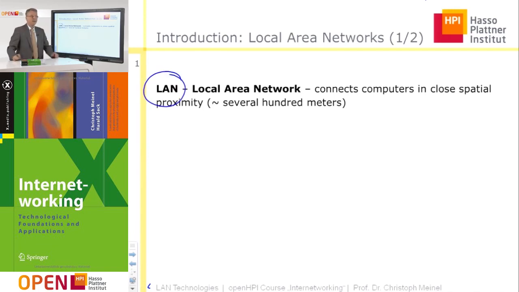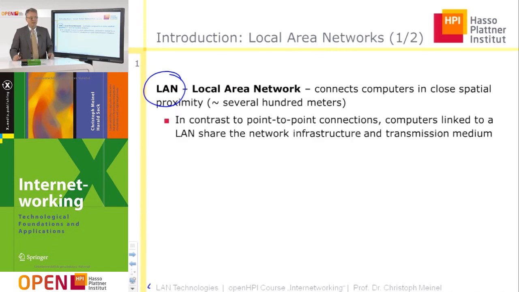Local area networks are typically called LANs. These local area networks connect computers which are relatively close to each other. Relatively close means maximally several hundred meters. In contrast to a point-to-point connection of two computers, computers that are linked to a local area network share a common network infrastructure and transmission medium. In an end-to-end connection, here we have the computers, and the computers connect to each other, and then they can do what they want.